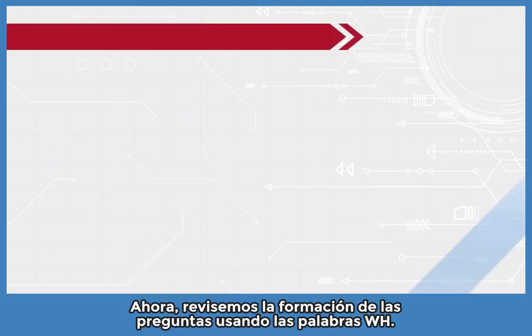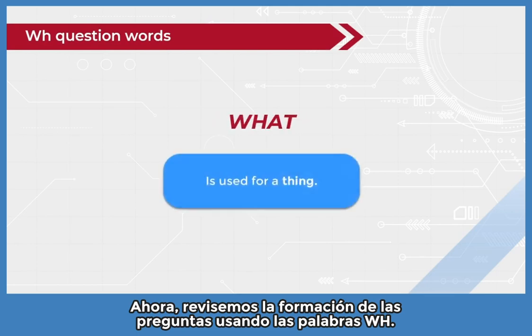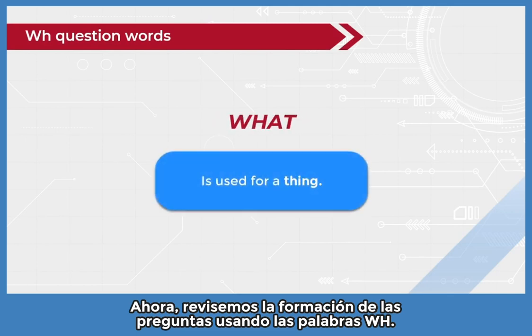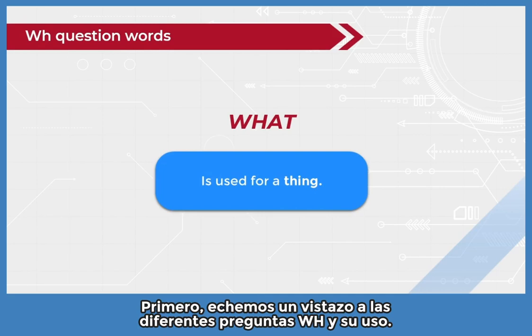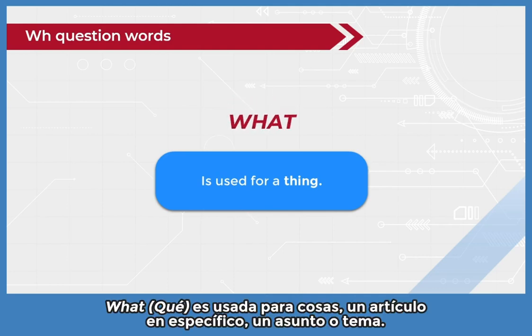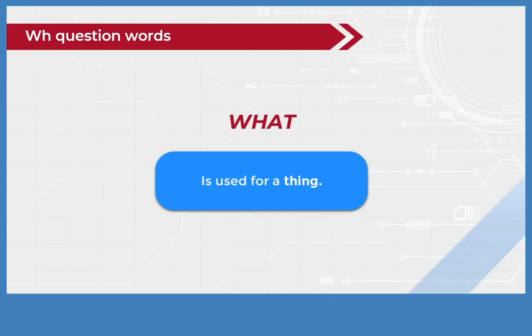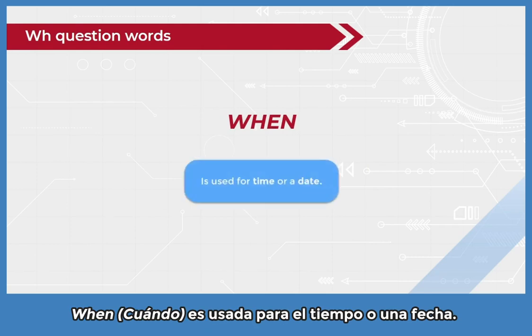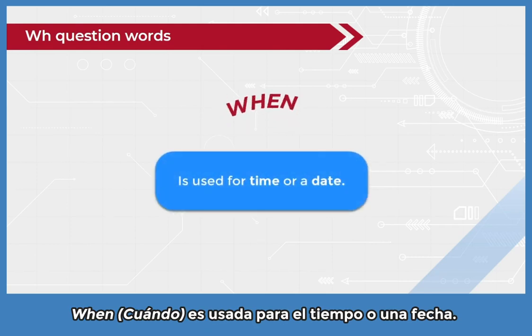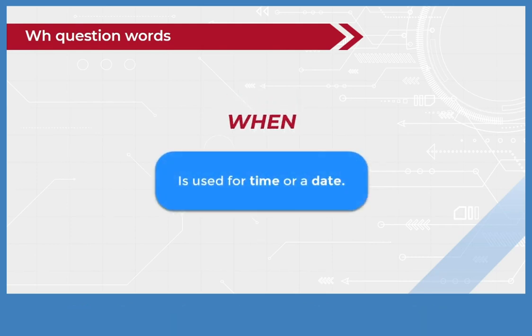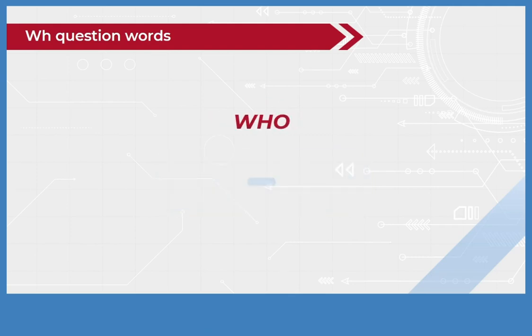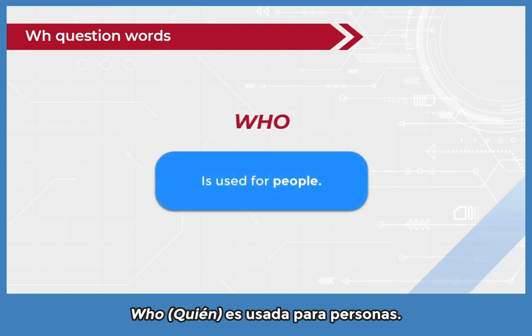Now, let's review question formation using WH question words. First, let's have a look at the different question words and their use. What is used for a thing or specific item or matter or subject. When is used for time or a date. Who is used for people.